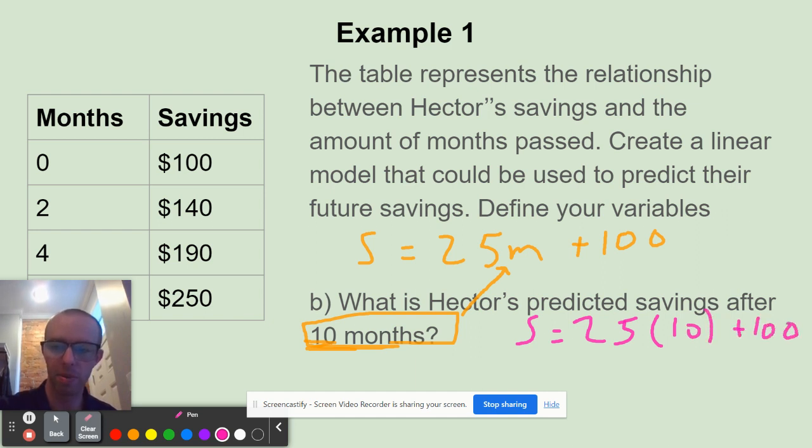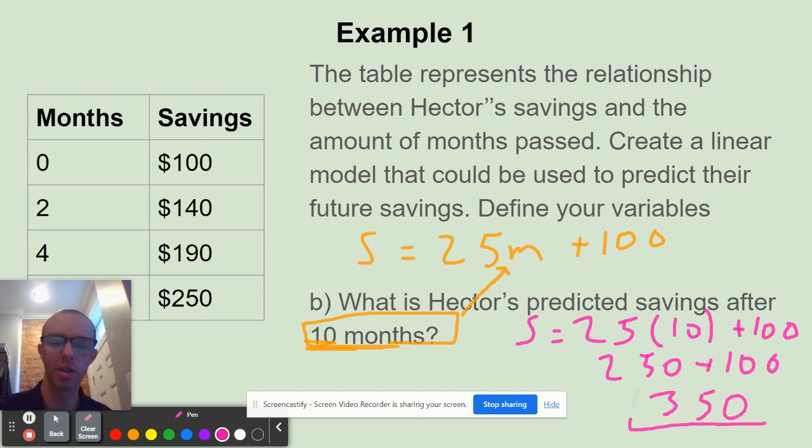So what did I do? I plugged in 10 to the m. 25 times 10 is 250, plus the 100 he already started with. We predict that in his savings account after 10 months, he will have $350. How did we make that prediction? Well, we have nonlinear data over here.